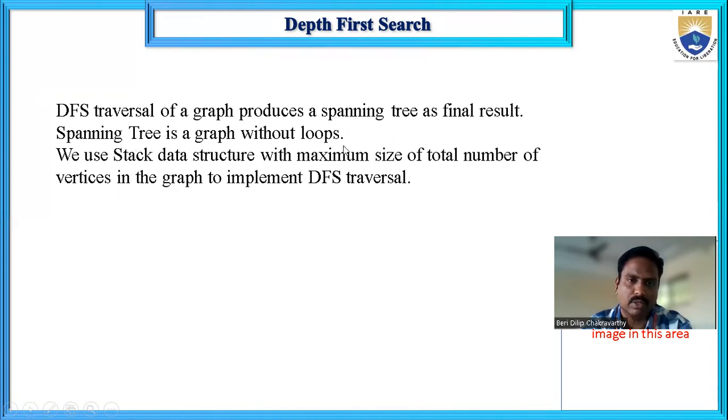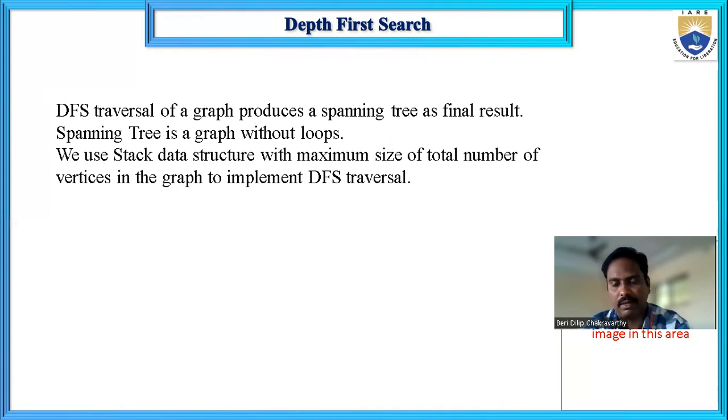A spanning tree is a graph without loops. We all know that a spanning tree is a graph without loops. We use the stack data structure with the maximum size of the total number of vertices in the graph. How much size do we have to consider for the stack? Whatever the number of vertices that are there in the graph, we'll consider that many as the size of our stack.